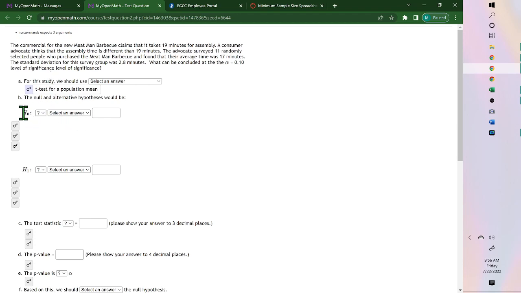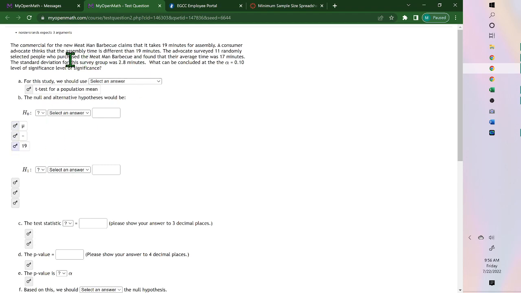The null hypothesis, H sub 0, is always equal to. So this would be equal to. This is going to give you two choices, mu or P. Because this is average time, this is mean. And the value, assembly time, was 19 minutes. So that's what we're testing.